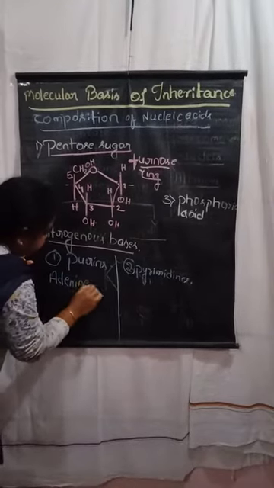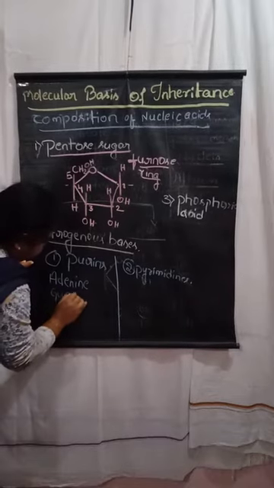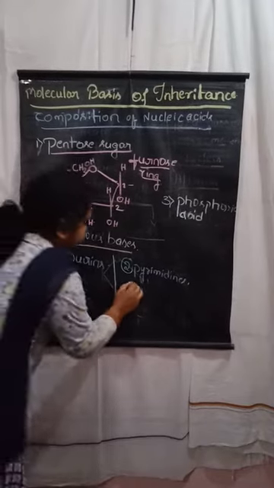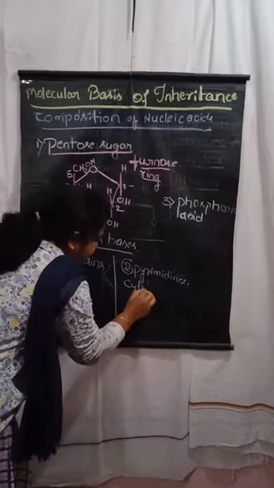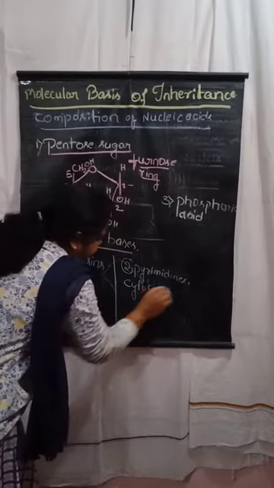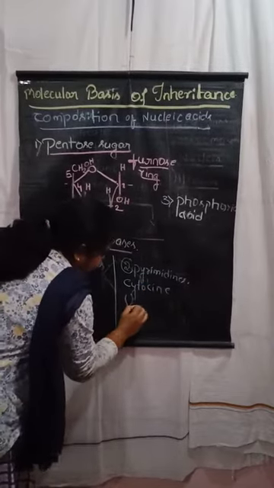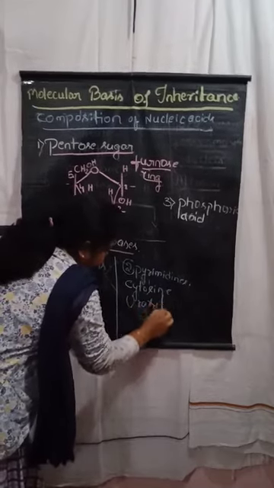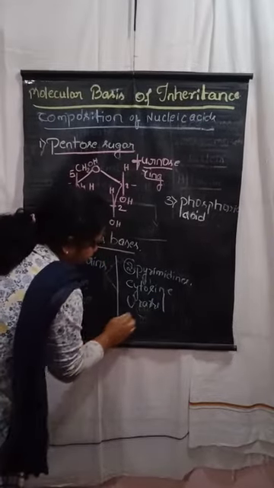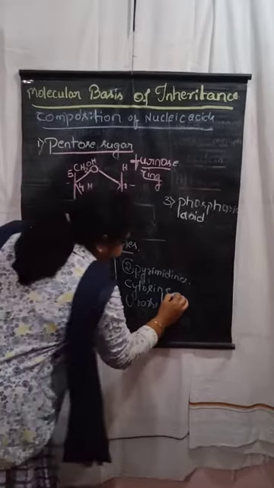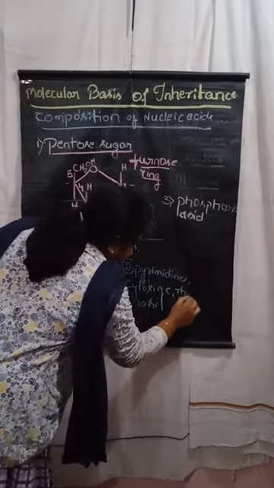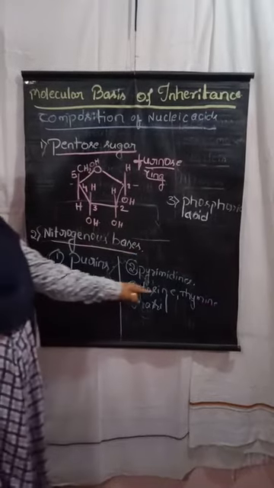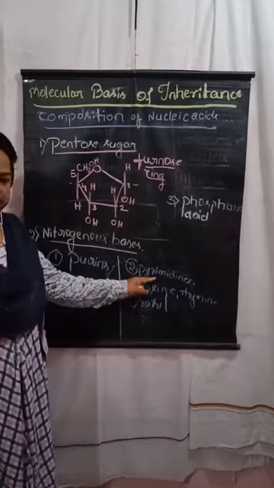and guanine. And the pyrimidines are cytosine, uracil, and also thymine. Cytosine, thymine and uracil. Get it? Cytosine, thymine, uracil are the pyrimidines.